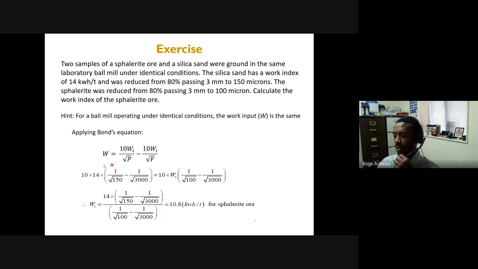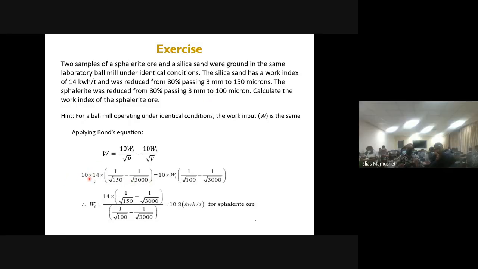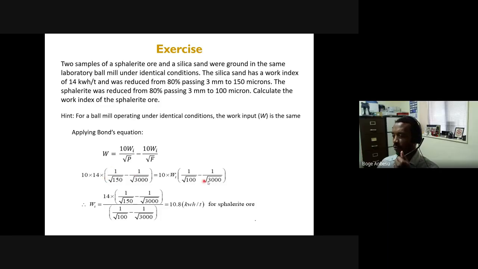Okay, so this side is for quartz based on what's given, and this is W for quartz, and that W is the same for sphalerite. Okay, and these are product and feed in micrometers. So convert the 3 millimeter into micrometer, you get 3000. These ones are already in micron, 150 and 100 micron, so I use 150 and 100 micron, and the work index can be calculated.